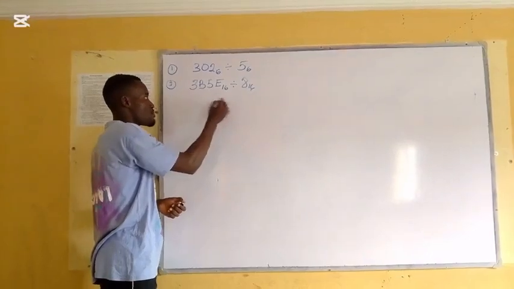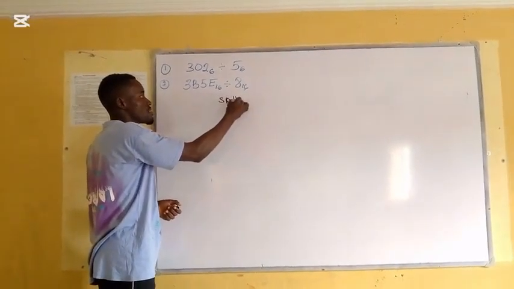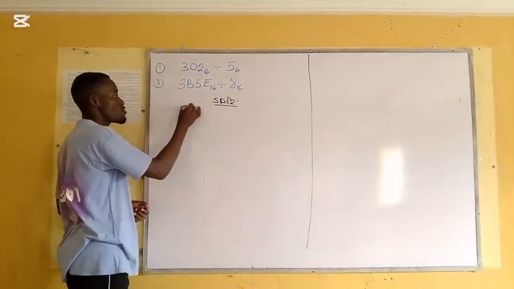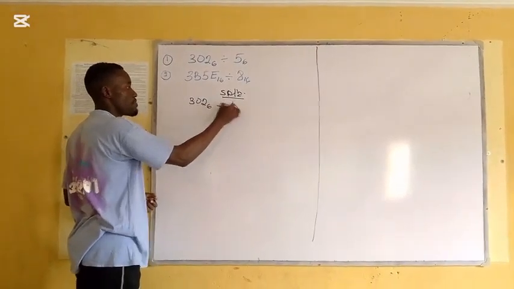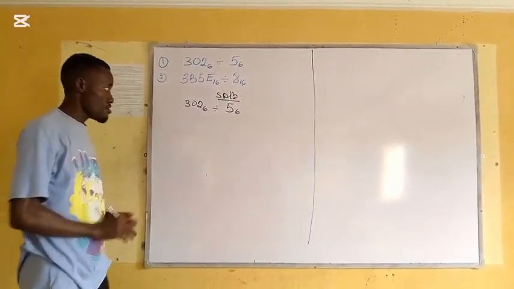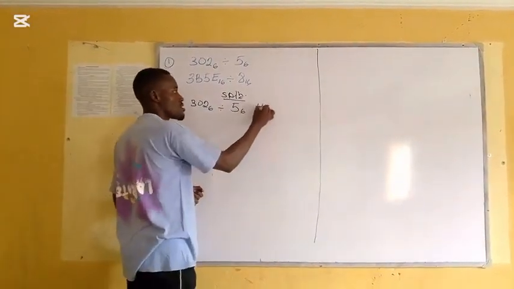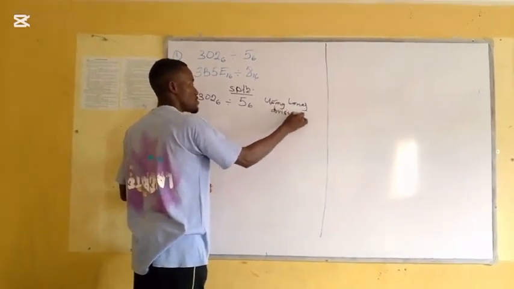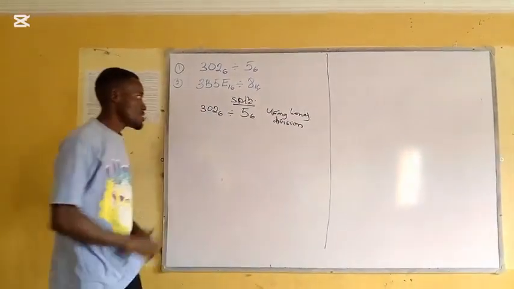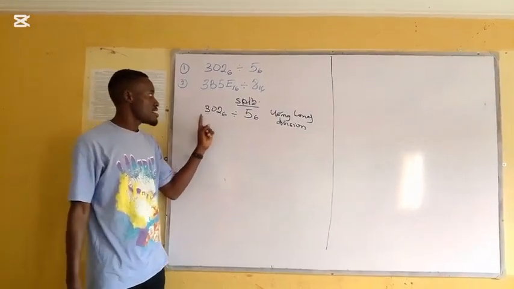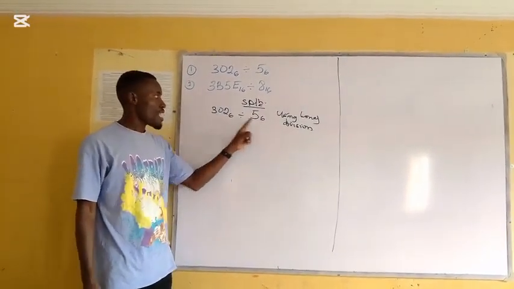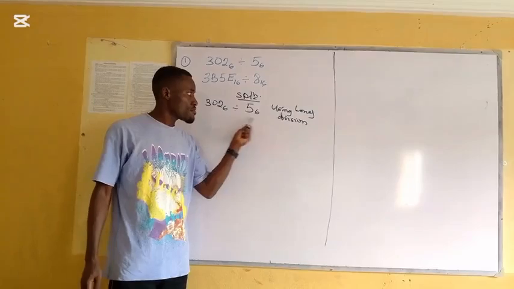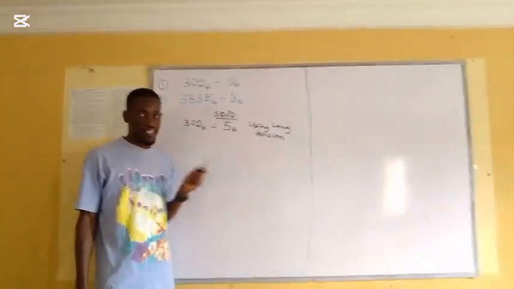So let's start with the first example. Example number 1, which is 302 in base 6 divided by 5 in base 6 using our long division method. Now, before we can divide here, this one here is known as the dividend, while this one dividing is known as the divisor. So we are going to create a multiplication table for this divisor in base 6.